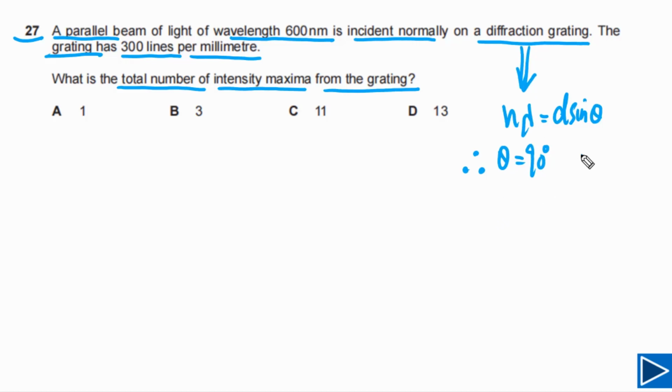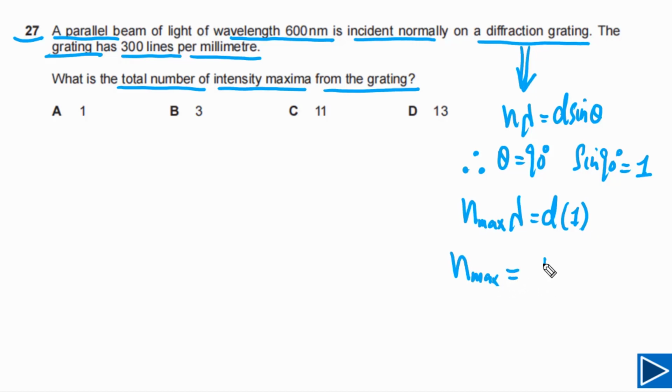And second, we also need to understand sine of 90 degrees. This is equal to 1. Now from here, I can simply say n maximum on one side times lambda is simply equal to d times 1, because sine of 90 is 1. We need to find out n max. So the n max simply is equal to d over lambda.